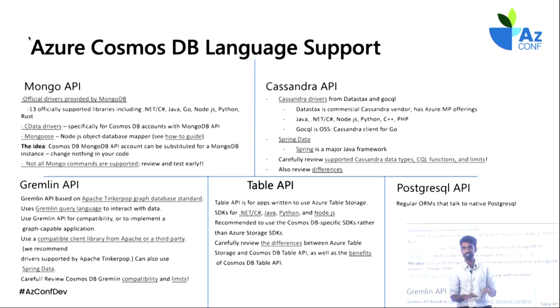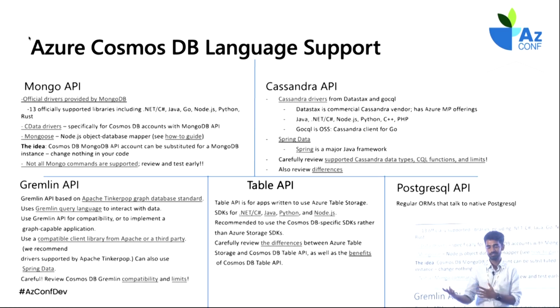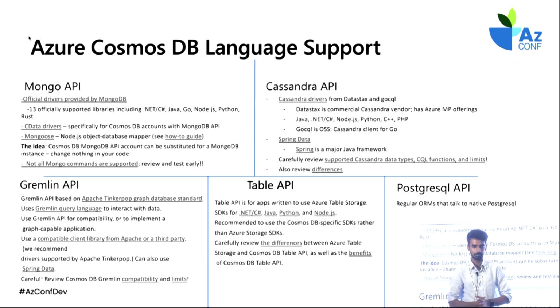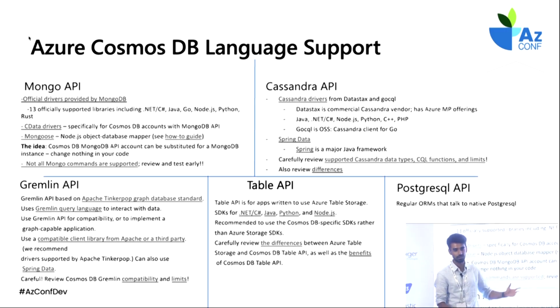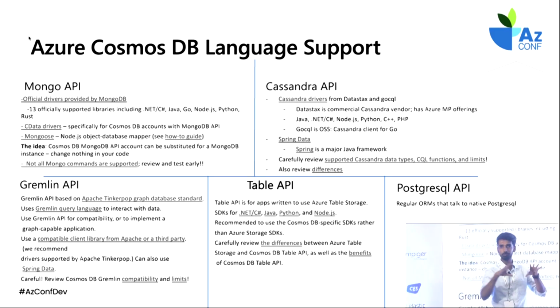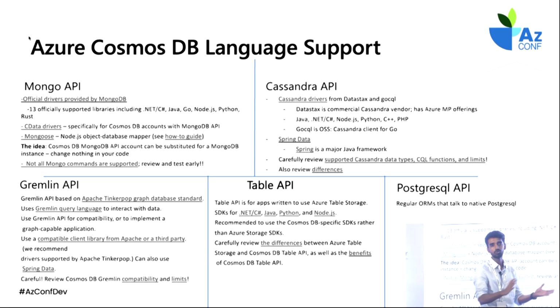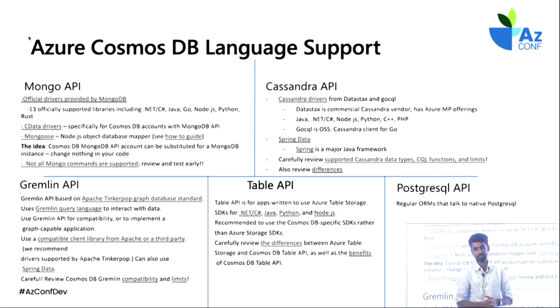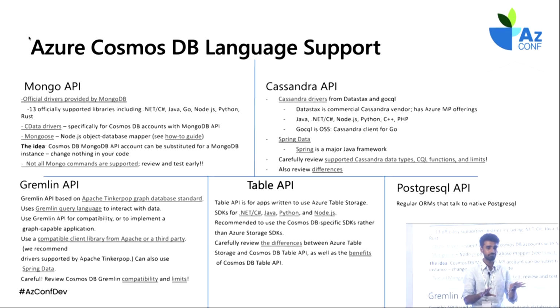We do have the SDKs for the Table APIs, which behave similarly to the NoSQL API. So you can explore .NET, Java, Python, and JavaScript. Postgres is something that we announced in the last Ignite announcement, which is added to the Cosmos DB umbrella. Again, you can use the native regular ORMs that you use to connect with Postgres, and you can use the same connection string. So these are the different flavors.